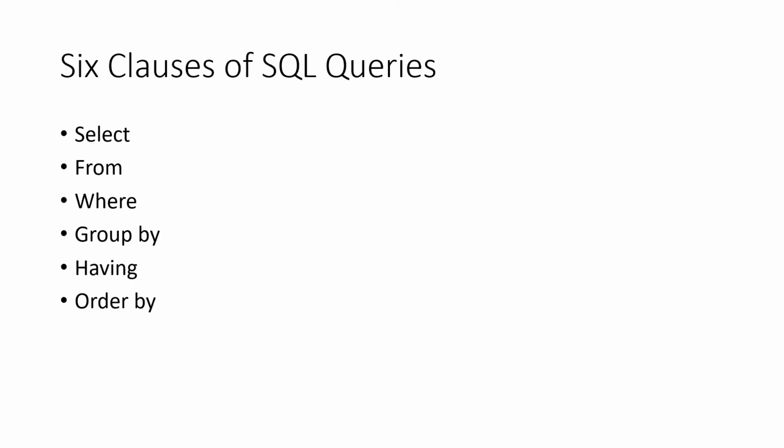As discussed in the previous slides, these are the 6 clauses of SQL queries: the select clause, from clause, where clause, group by clause, having clause, and an order by clause. In this presentation, we are going to discuss the first 2 clauses, which are the mandatory ones: the select clause and the from clause.